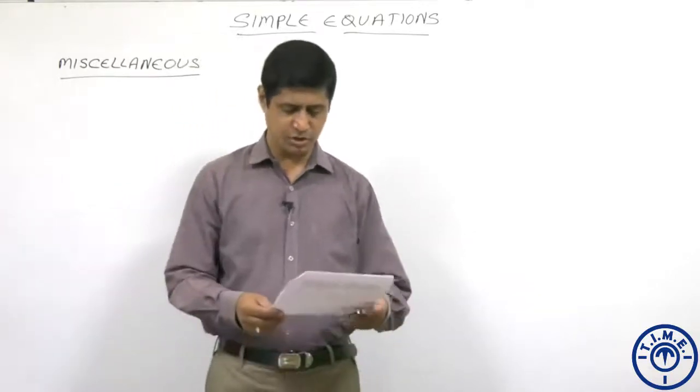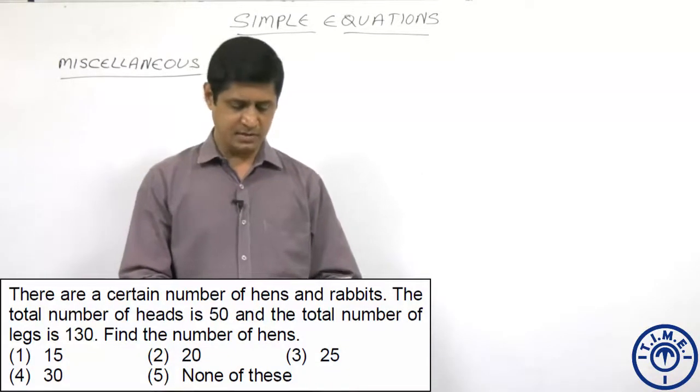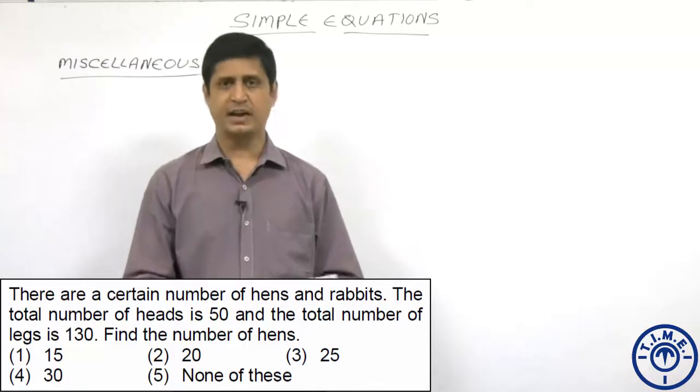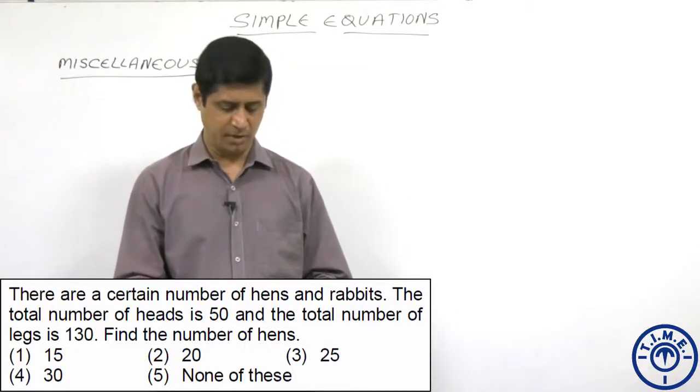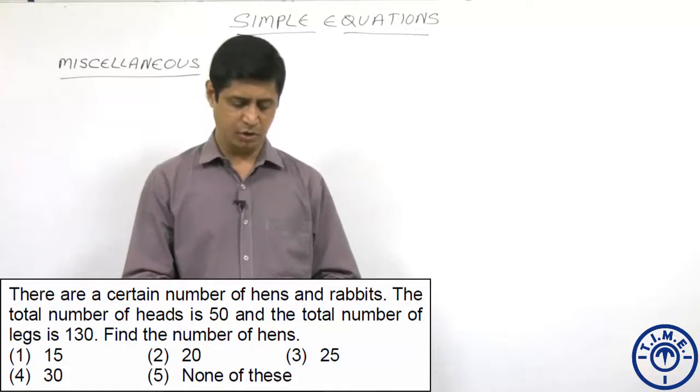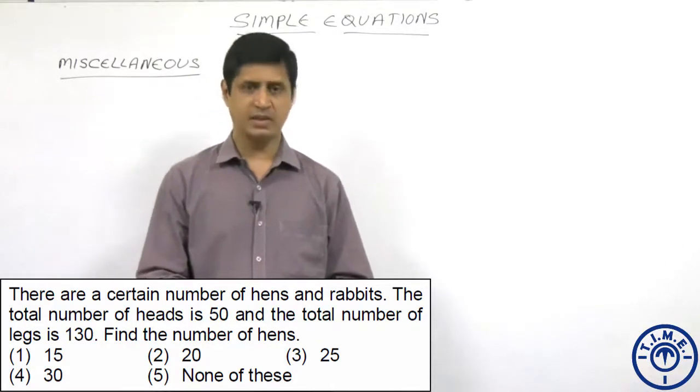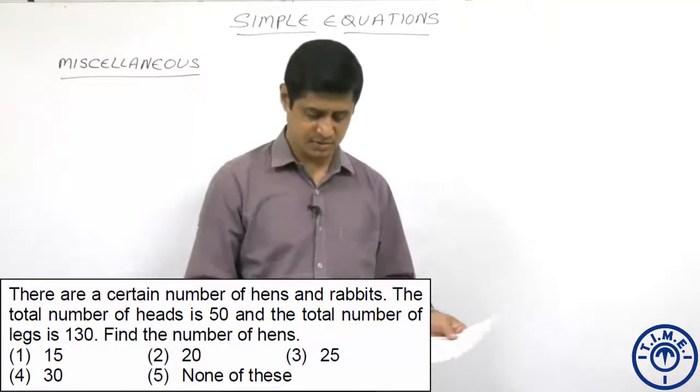Now look at this question. There are a certain number of hens and rabbits. The total number of heads is 50 and the total number of legs is 130. Find the number of hens.